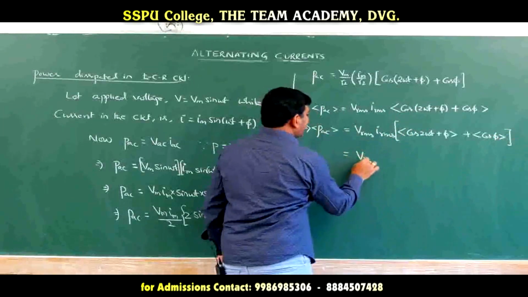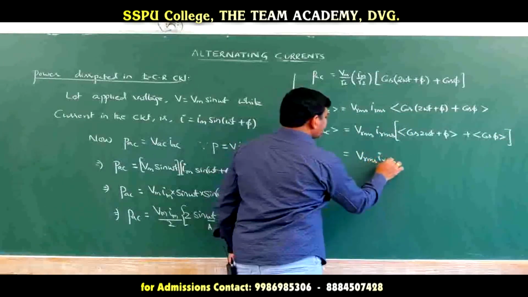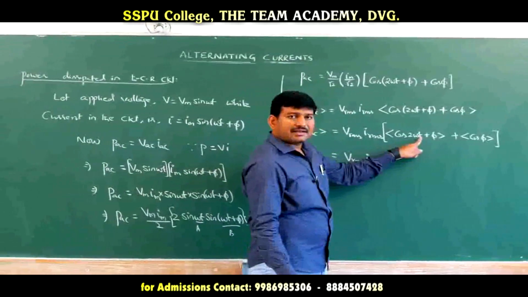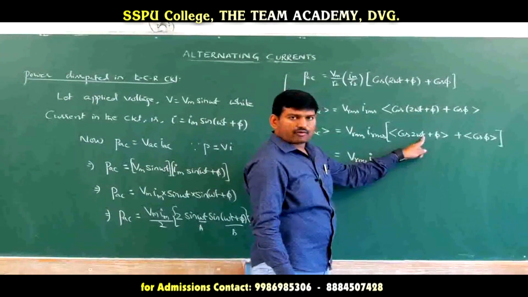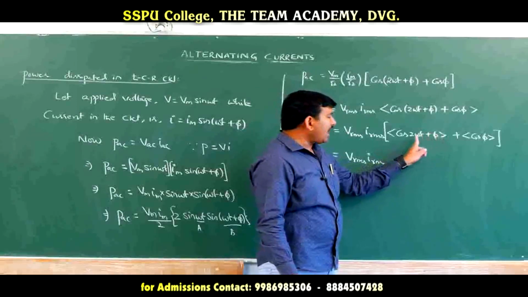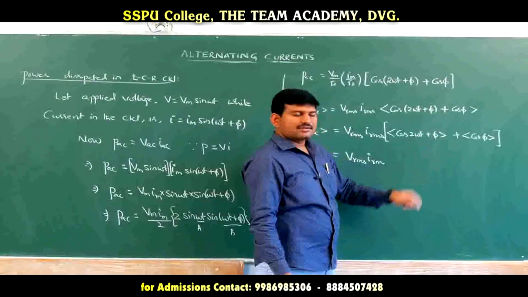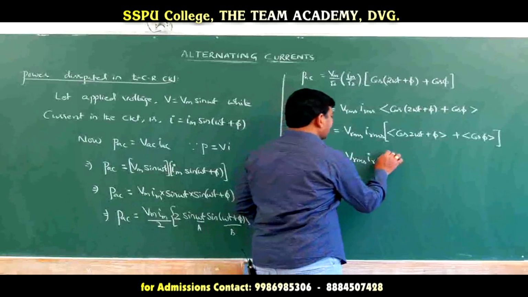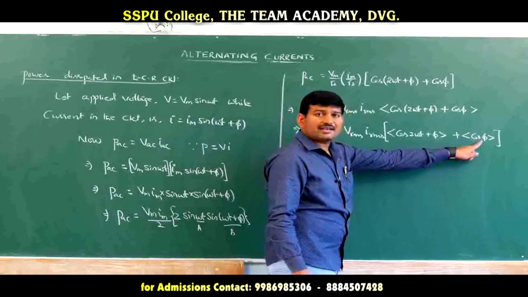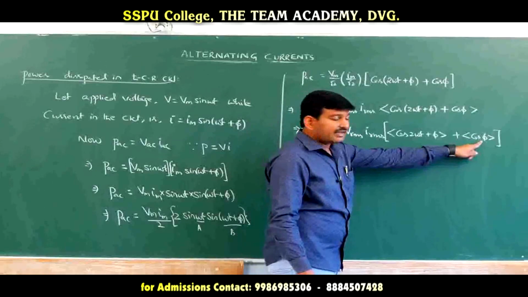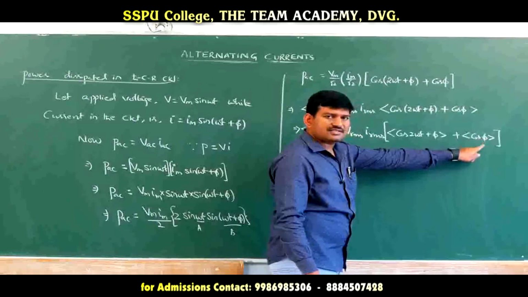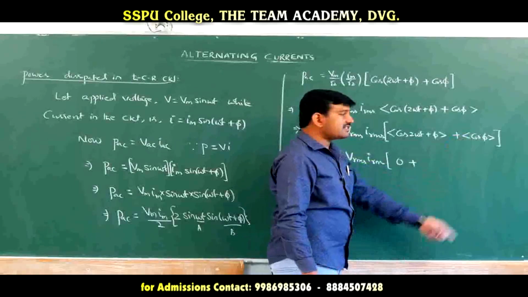This implies Vrms into Irms into the average value of this entire term. Here t is a time variable, so over a complete time interval this value becomes equal to 0, because the average value of cos θ is equal to 0. Therefore, this term is nothing but 0. But what is the average value of cos φ? Here φ is a phase which is constant and time independent. It may be some 30, 60, 180 or 27 degrees, which is a fixed value.